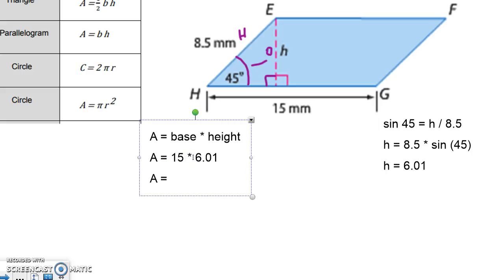Multiply that times 15, and I get that my area is 90.16 millimeters squared. So in the last problem, we used Pythagorean theorem. In this problem, we had to use trig to get a missing side we needed. So just keep that in mind. These two things are commonly used to find area in geometry, since we're in geometry now and not like elementary or middle school where you did these things before.